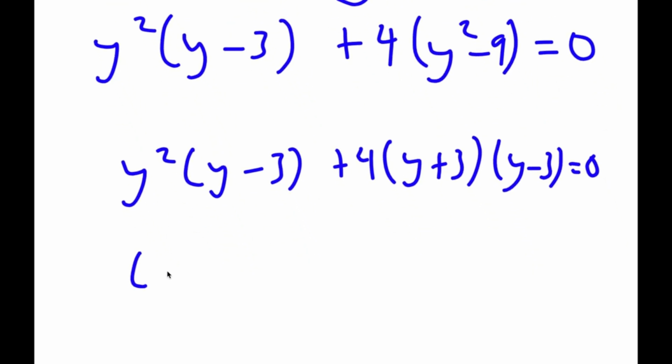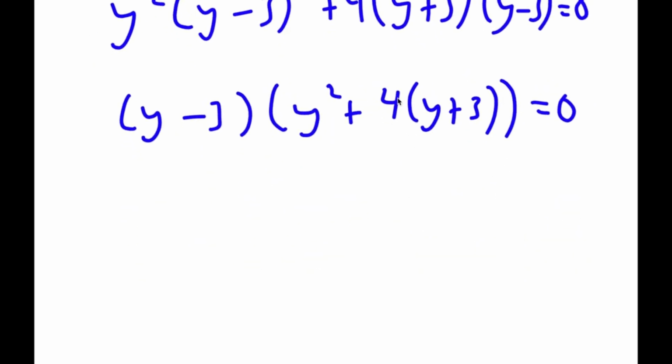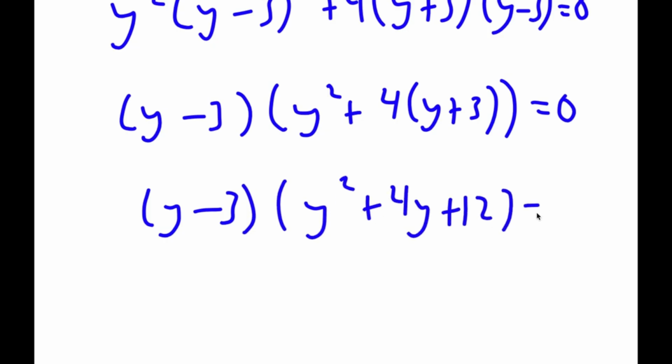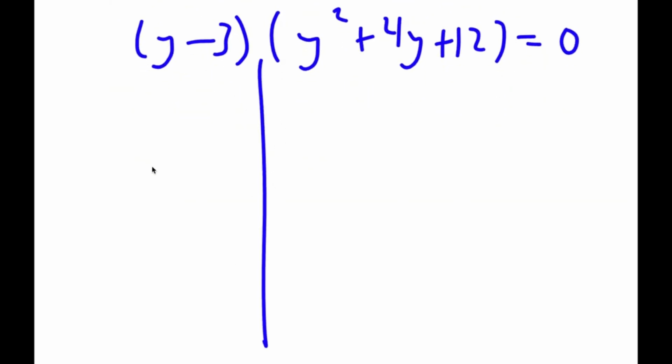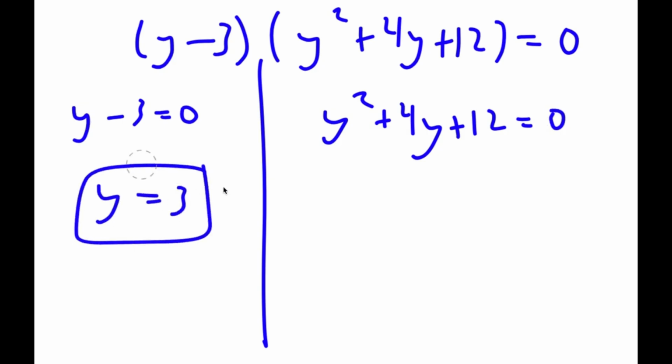And now from here, if I factor out y minus 3, I get y minus 3 times y squared plus 4 times y plus 3, which is equal to 0. And now if I simplify that, I get y squared plus 4y plus 12 is equal to 0. So now this gives me two equations. I have y minus 3 is equal to 0, and I have y squared plus 4y plus 12 is equal to 0. So for y minus 3 equals 0, y is obviously equal to 3.